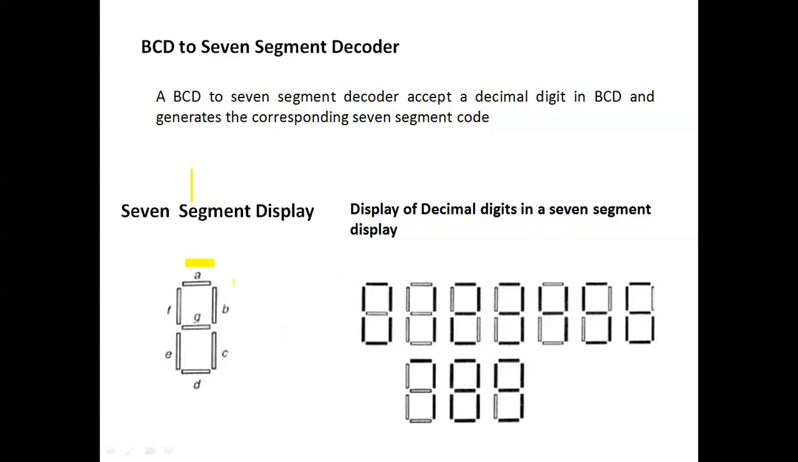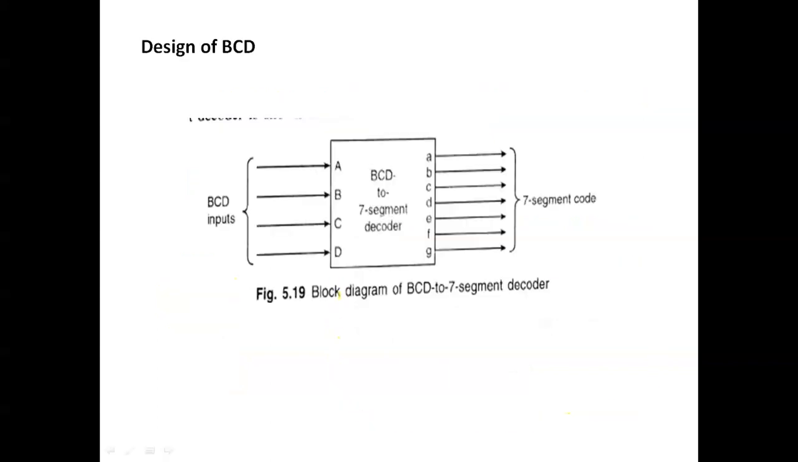So there are 7 segments: one, 2, 3, 4, 5, 6, then the 7th one. So every number is displayed like that. So this is the design of a BCD. The BCD inputs are here, then the 7 segment output. So this is BCD to 7 segment display.